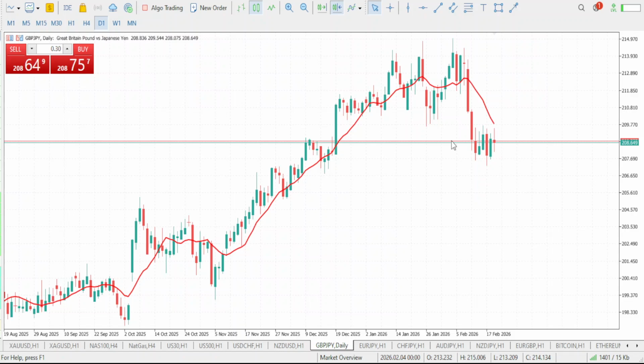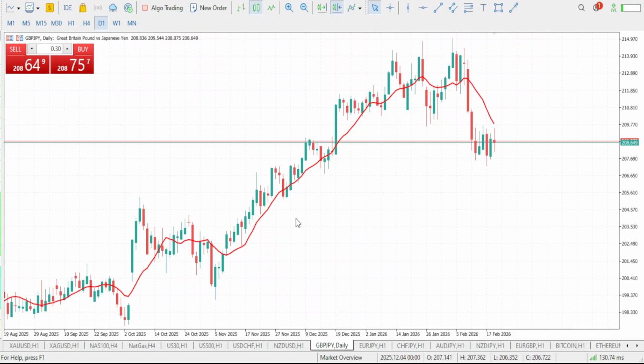Now let's take a look at what we are going to be expecting for the day on our GBPJPY. So I want you guys to see something first. This moving average is our 10-period simple moving average. Secondly, we are in the daily time frame, which is the bigger trend. So that is to tell you that we are very much looking at it from the higher time frame perspective.